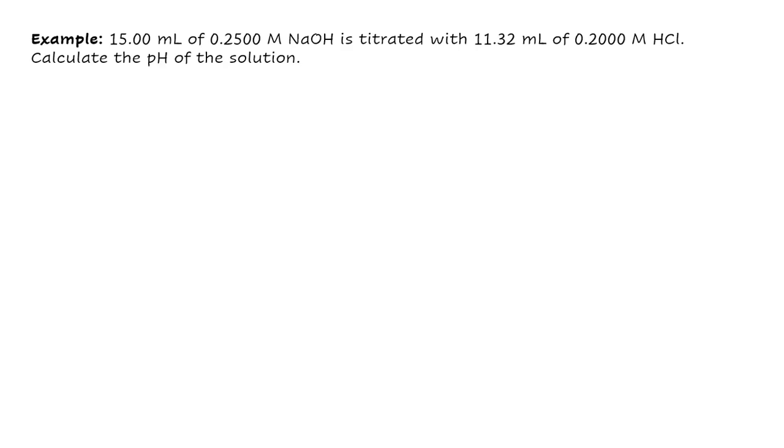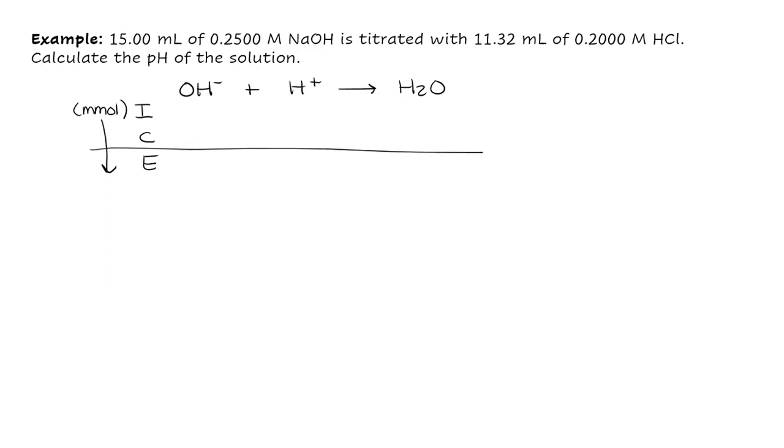Our next step is to set up our millimole table. So we have hydroxide plus H+ going to water. We set up our rows, ICE, initial change, and end. Our units are millimoles. And then we enter our values from the first step. So our hydroxide was 3.750 millimoles, and our hydrogen ion 2.264, and we'll just draw a line through the water.